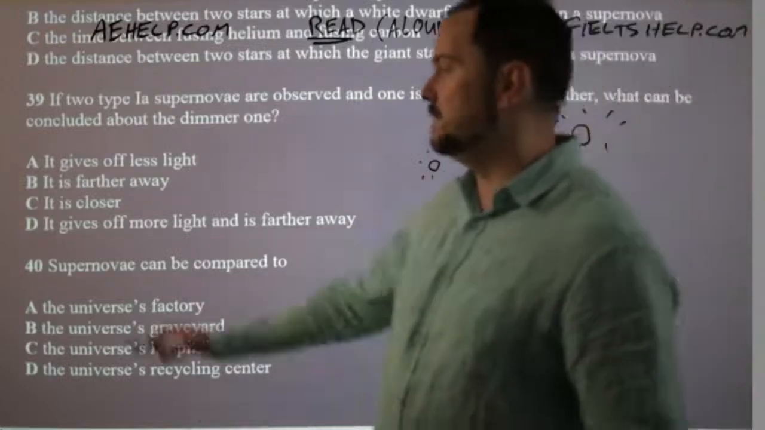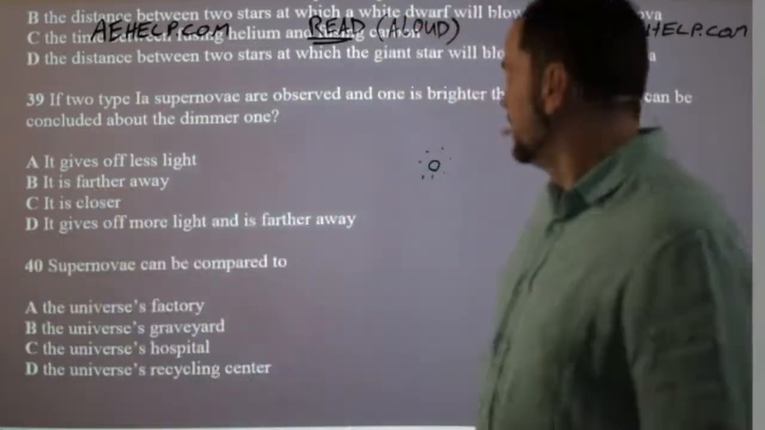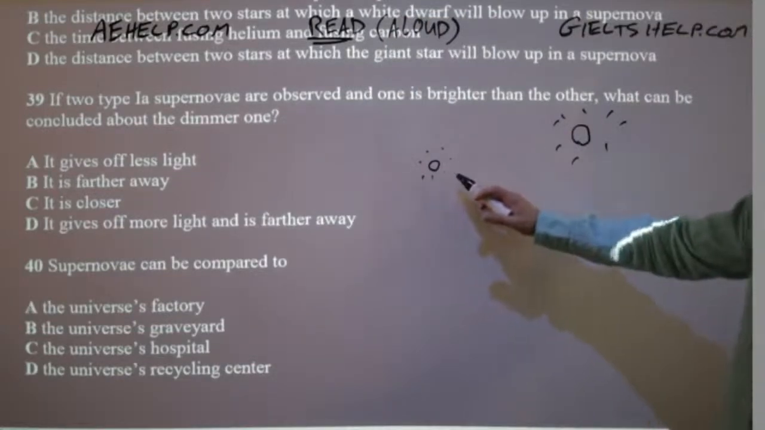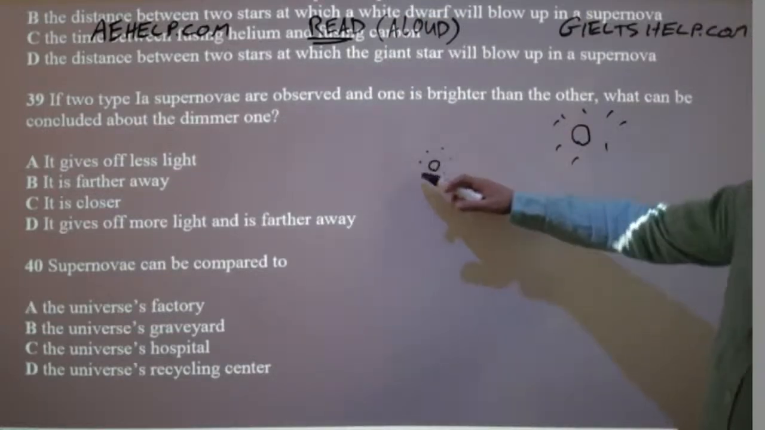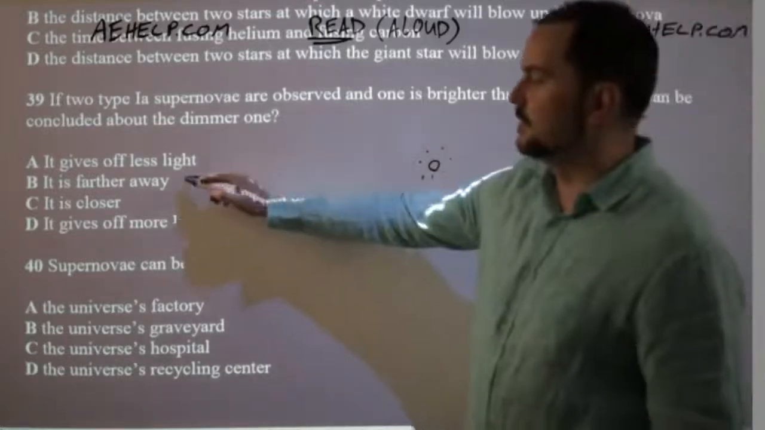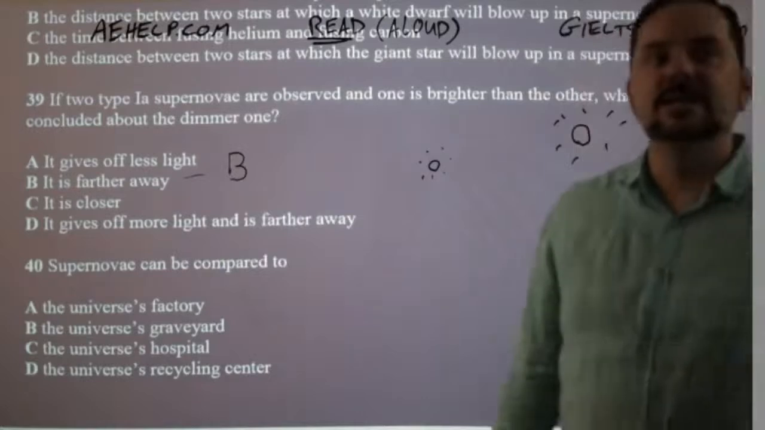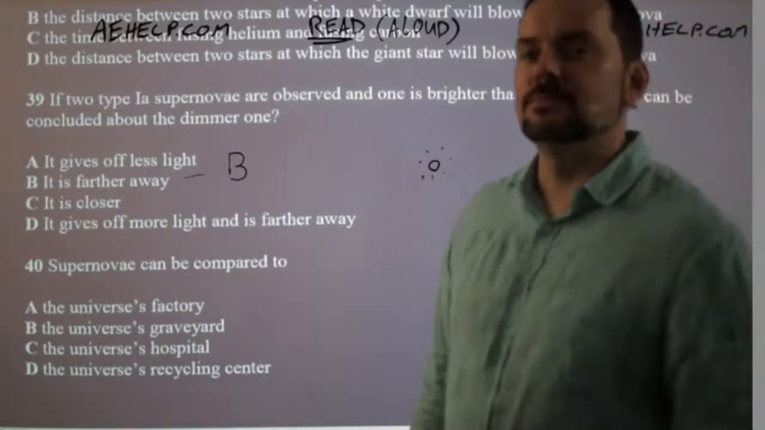Kashirsa says B, it's further away. Yeah, because their relative brightness is the same. That must mean that the dimmer one is going to be further away. Okay? Again, so B is correct, and it's very, very visual, right?